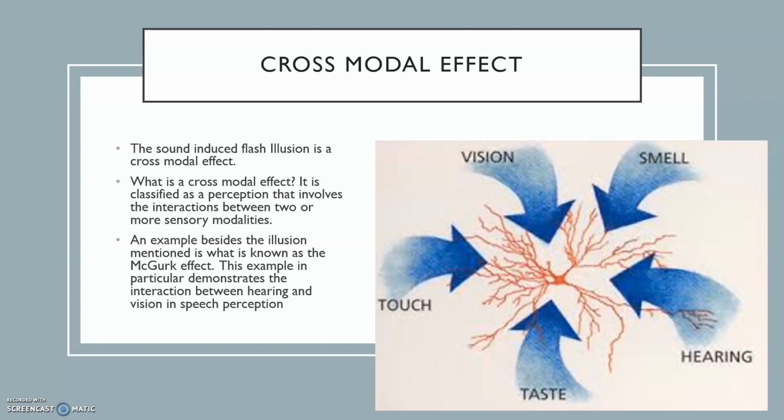An example besides the illusion mentioned is what's known as the McGurk effect. This example in particular demonstrates the interaction between hearing and vision in speech perception.